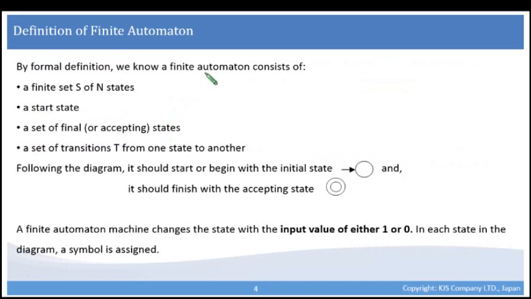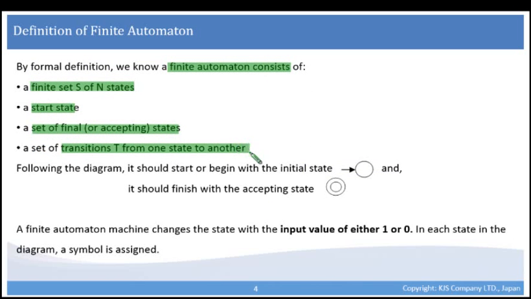So let's have a look at what a finite automaton consists of. First of all, we have our finite set of n states. We also have a start state in which our input should be applied. We have a set of final or accepting states in which our system should finish, and a set of transitions t from one state to another. Following the diagram, it should begin with the initial state, which looks like this, and it should finish with the accepting state, which looks like this. A finite automaton machine changes state with the input value of either 1 or 0. In each state in the diagram, a symbol is assigned.